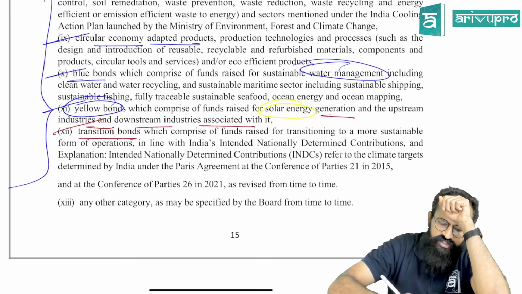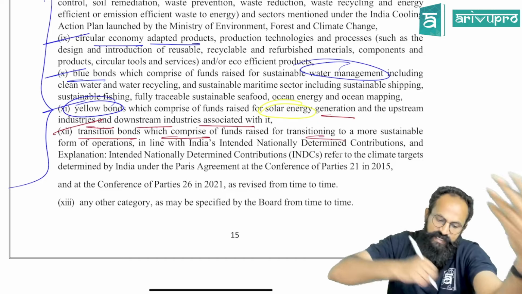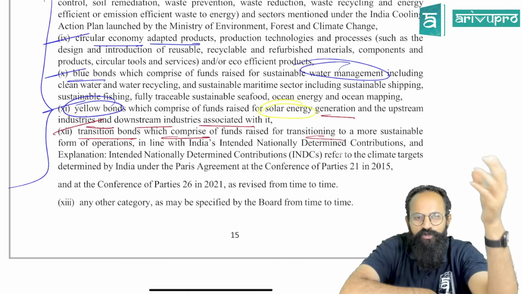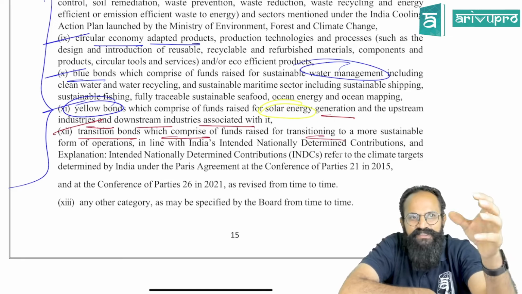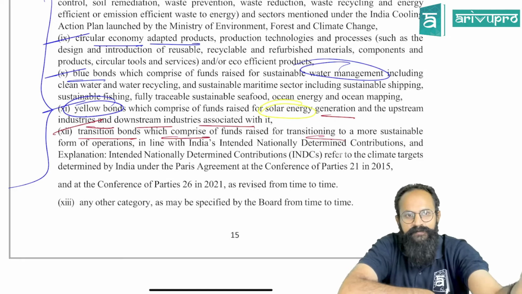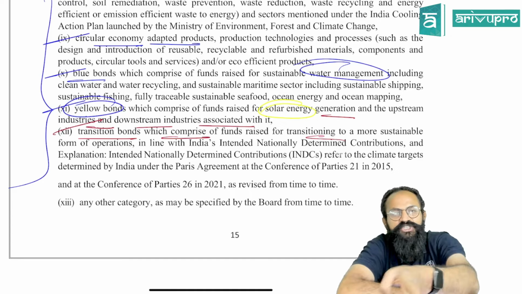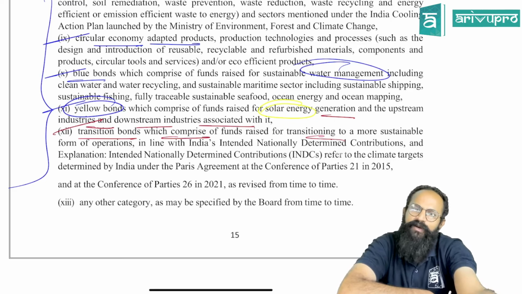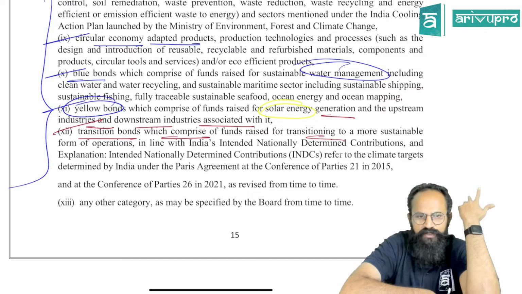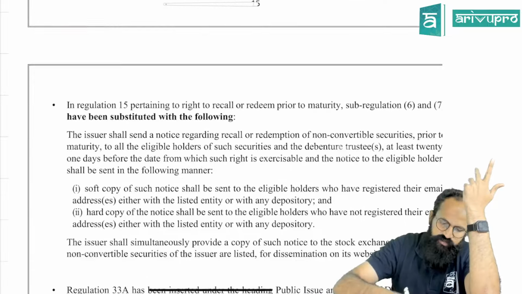Next one is transition bonds, which comprise funds raised for transitioning to a more sustainable form of operation. Imagine, sir, if you go to supermarkets nowadays, they are coming up with biodegradable covers. I was already doing a product, and now I want to transition to a sustainable product. I need money, so I go and issue green debt security to people. You can raise money. Even that is covered. Any other category as may be specified is also covered. Okay, that's all.